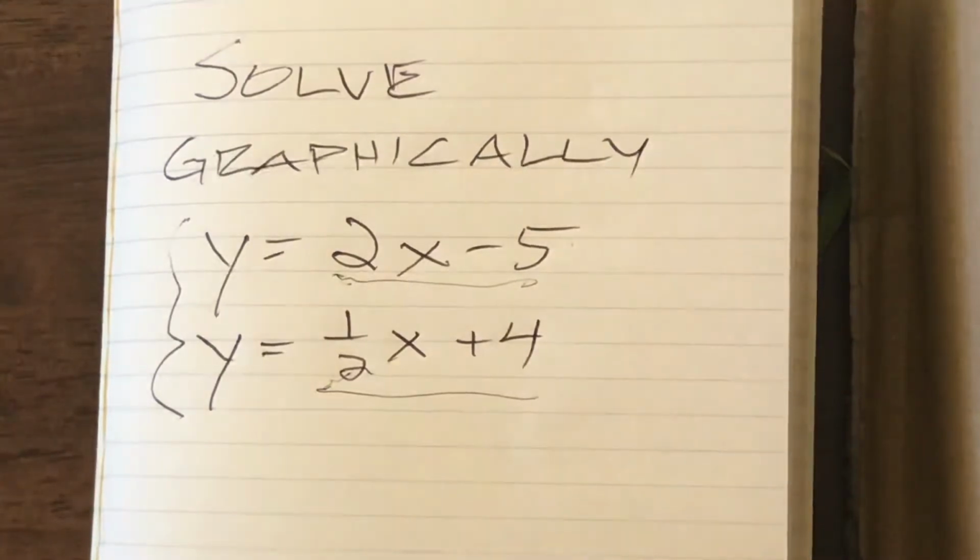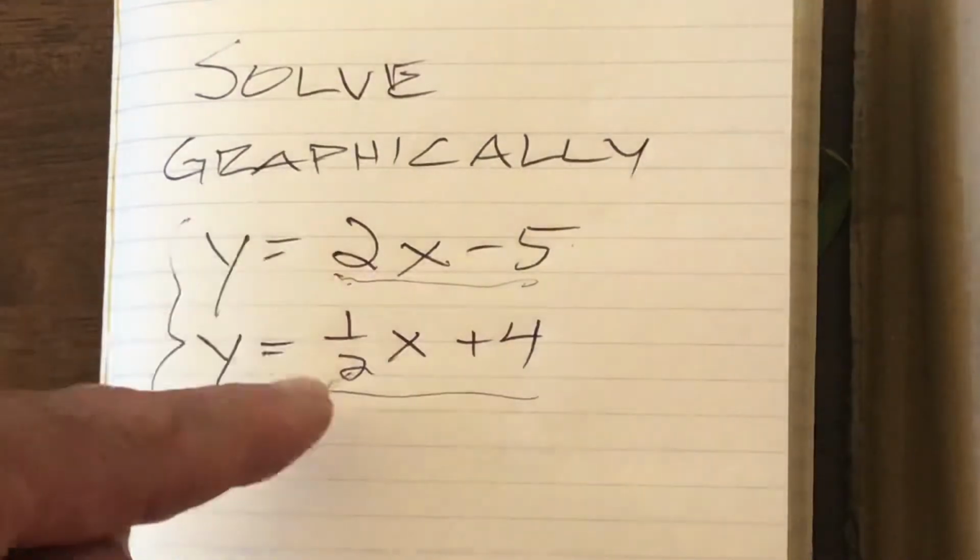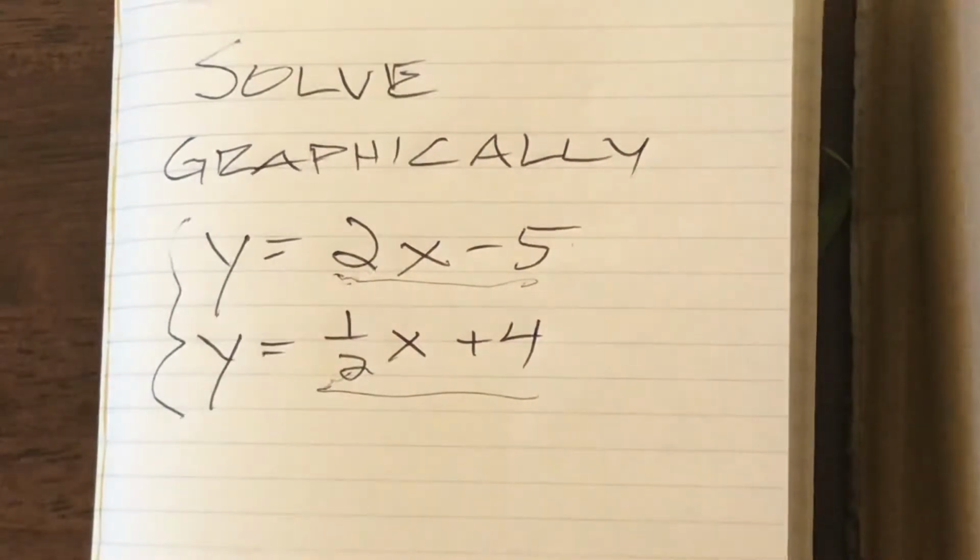I think it would be really easy to solve this by just making 2x minus 5 equal 1/2 x plus 4. So solve it using substitution. But it tells me to solve graphically, so I will. I'm going to do this on my TI-84 to demonstrate how to do that.